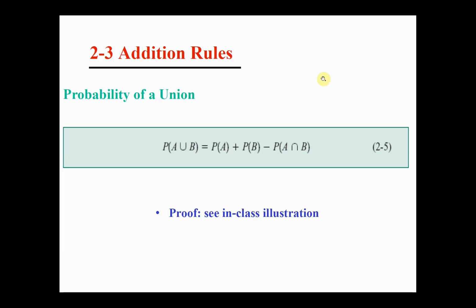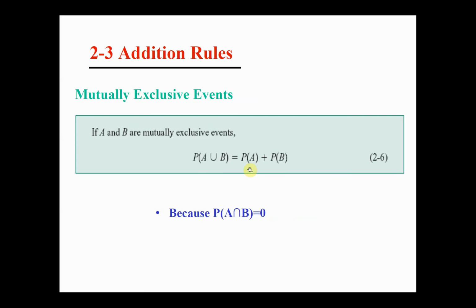It becomes equal to 0. So what is the probability of the union in this case? It is simply the probability of A plus the probability of B. This is what we say here.